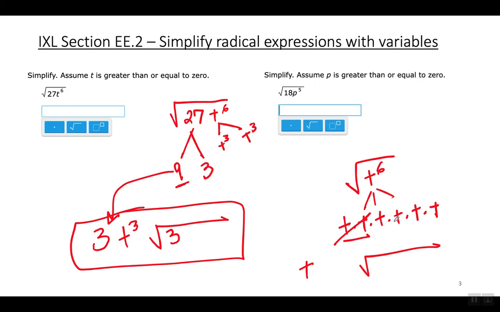Okay, so this one appears twice, so here's another one outside. This one appears twice, here's another one outside. When you multiply all three of those t's together, you get right there, t to the 3rd power.